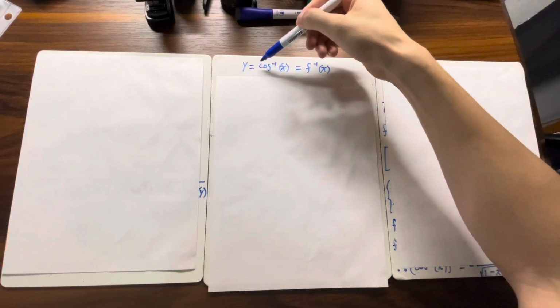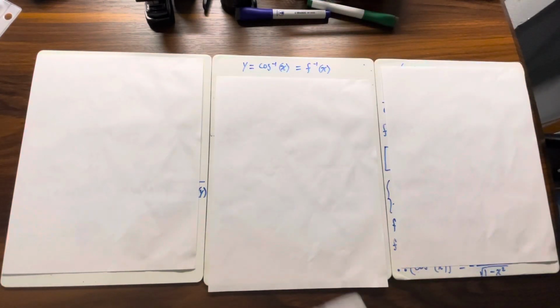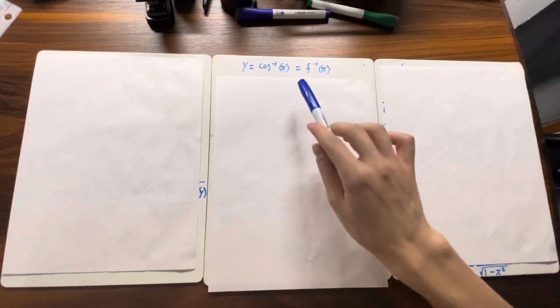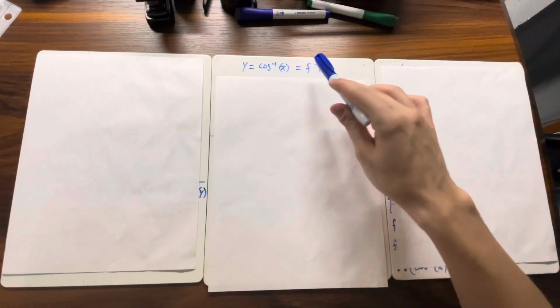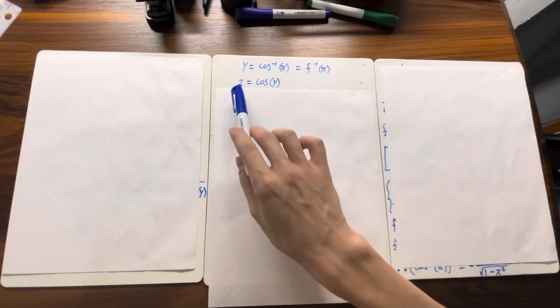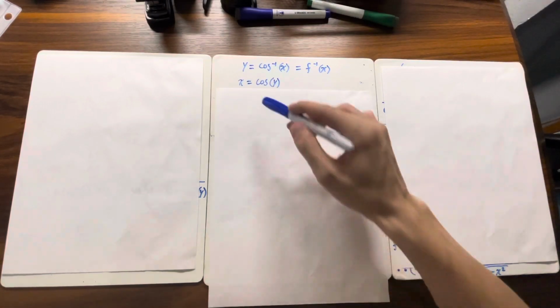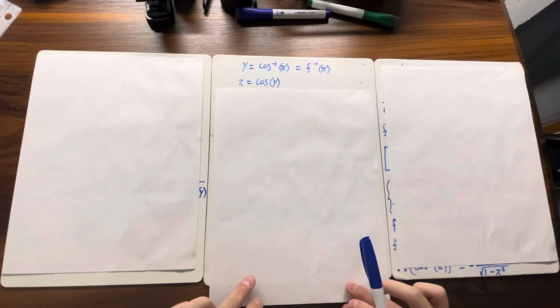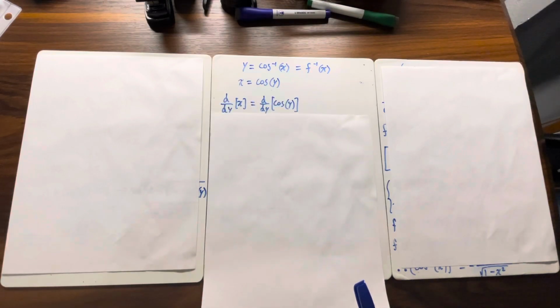Trying to take the derivative of cosine inverse of x, we can let y equal cosine inverse of x. And of course, this is an inverse function, so we can set it equal to some f inverse of x. First thing we can do is solve for x. So we get that x is equal to cosine of y, and now we can differentiate both sides of this equation with respect to x or with respect to y.